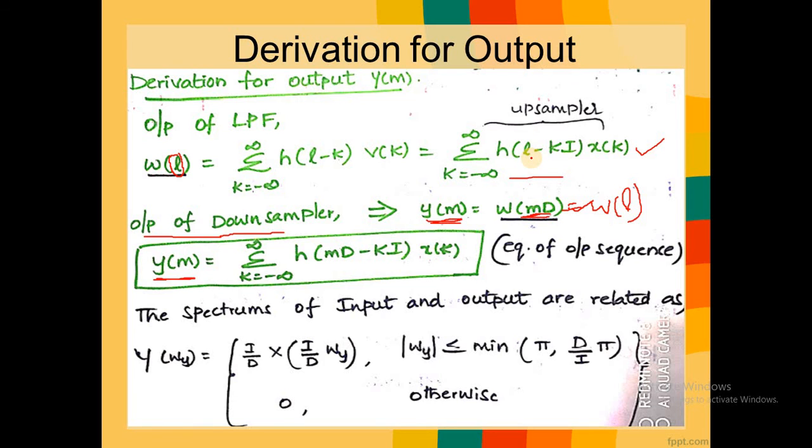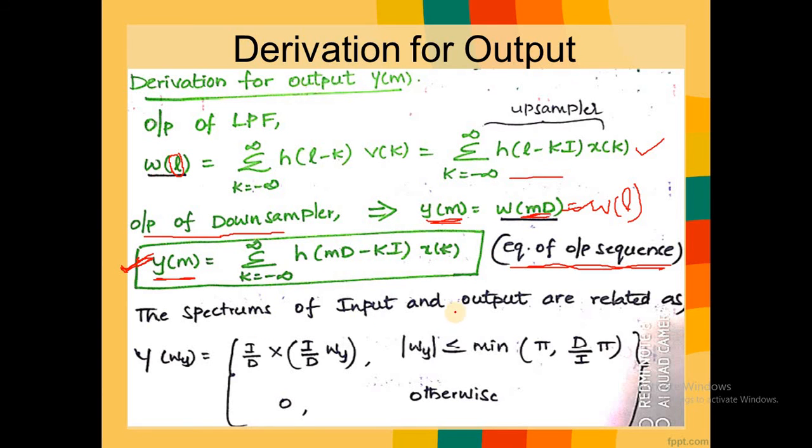in place of L we are going to substitute md. That's why summation k equal to minus infinity to infinity h of, in place of L we substitute md, minus k into x of k. This is our final equation that we are going to derive. It is the final equation. This is the output sequence equation that we have to remember. Just remember this equation as a formula. This will be useful in the problems.